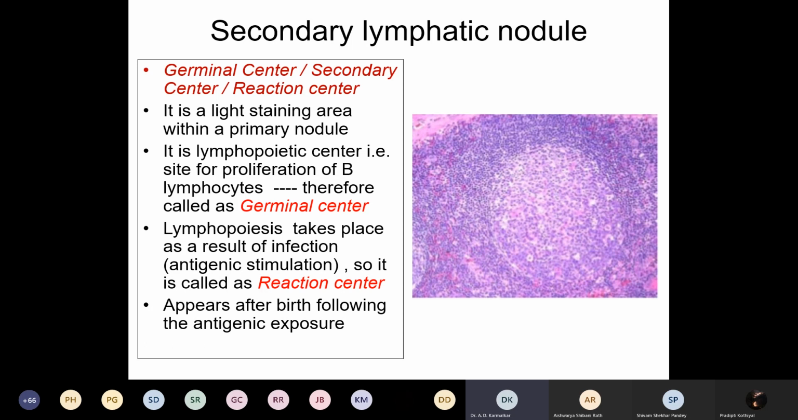This is also called the reaction center. Why? Because it is reacting to the antigen, and there is antigenic stimulation. So this is also called a reaction center. So reaction center and germinal center are the same. So this is a secondary lymphatic nodule. What we come across in the lymph node is a secondary lymphatic nodule.